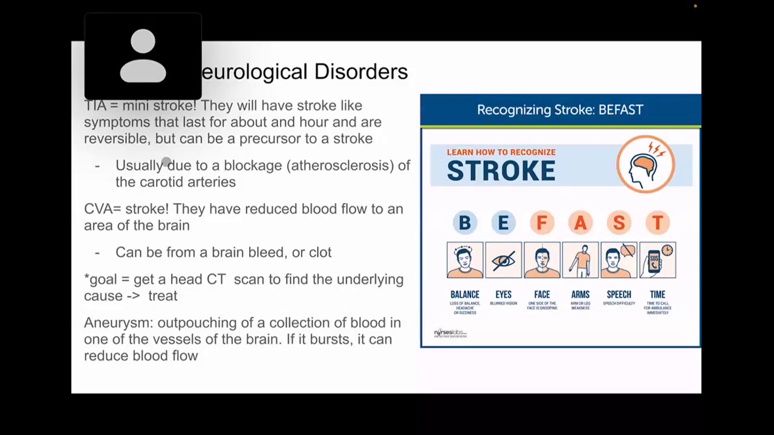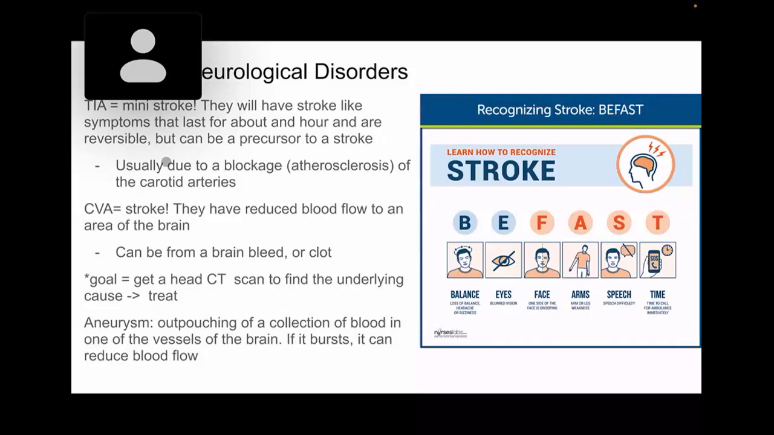With eyes, I'm going to have blurry vision. They're not going to be looking at you very well. Balance issues, coordination issues. Face, ask them to smile. If one side of their mouth is droopy, that can indicate a stroke. Ask them to raise their arms. If one arm falls down while the other one is able to be raised, that's also a sign of stroke. So if my patient's left side of their mouth is drooping and their left arm is also drooping, we think that they are having a stroke.